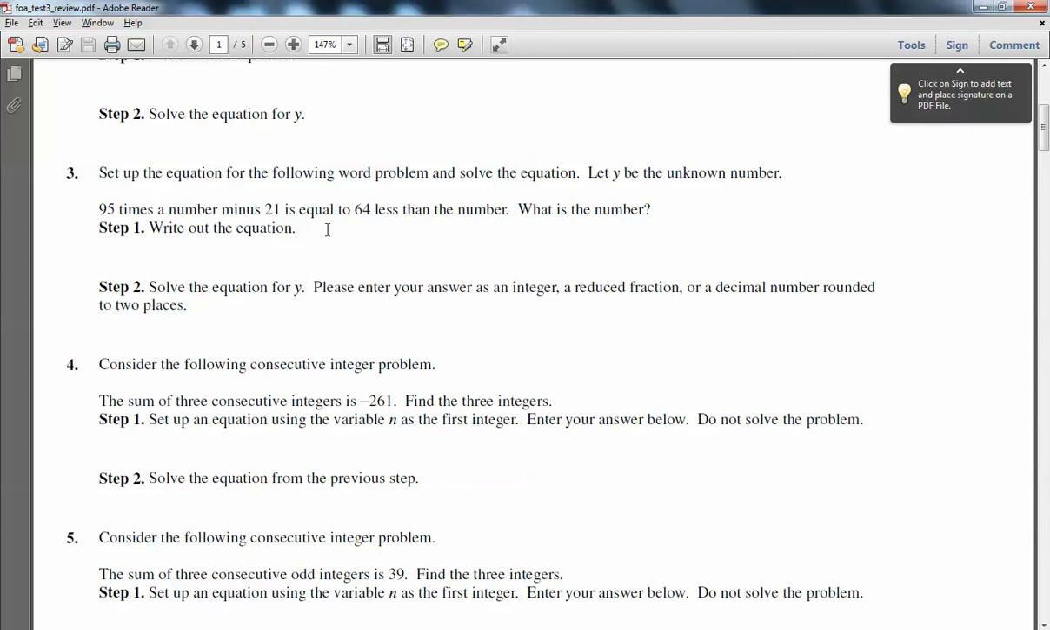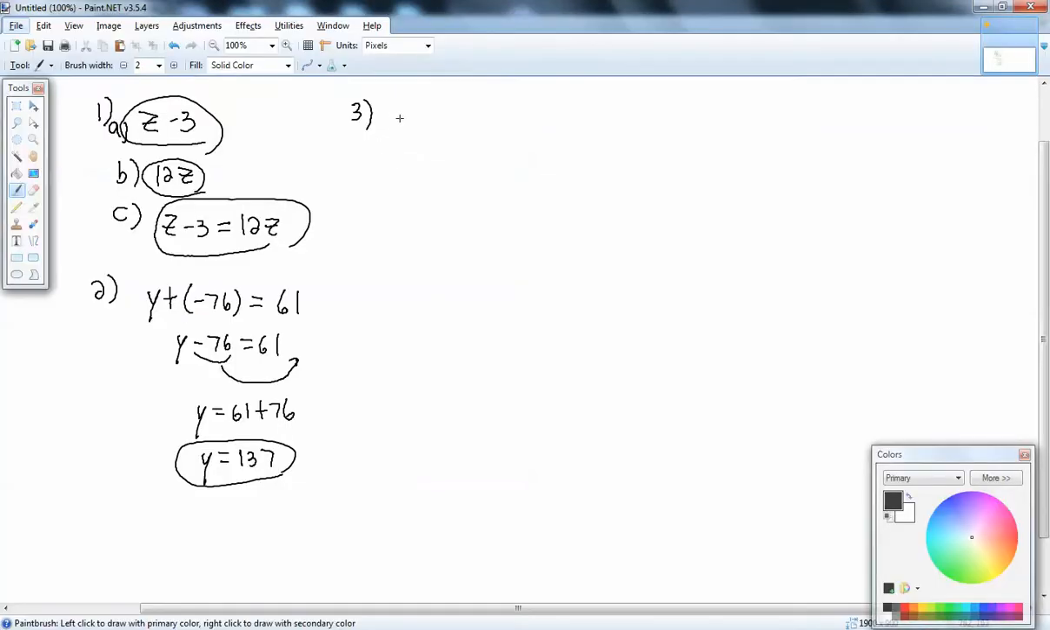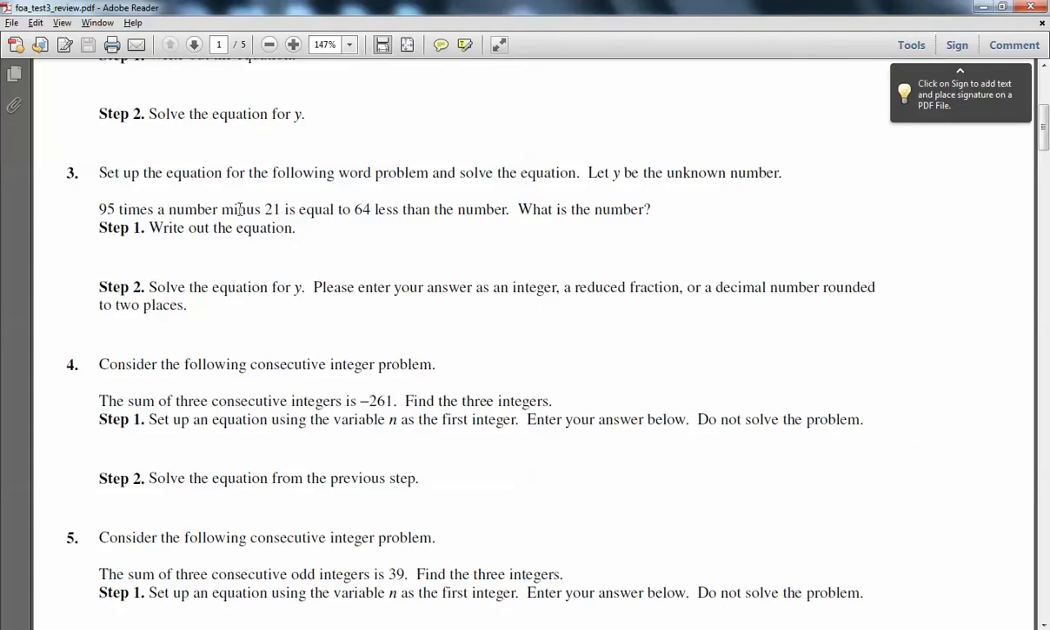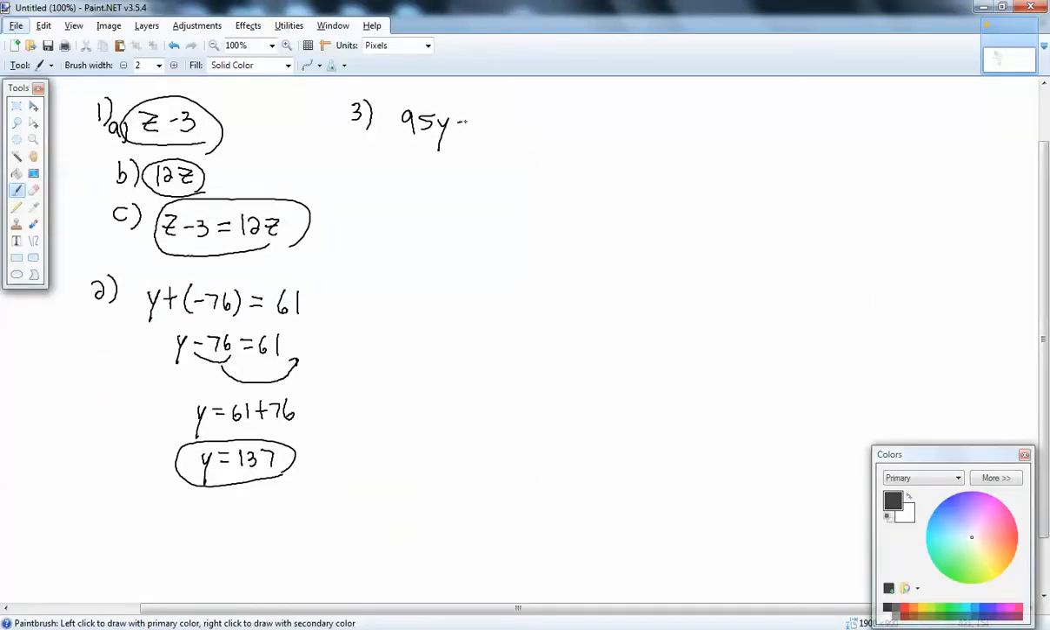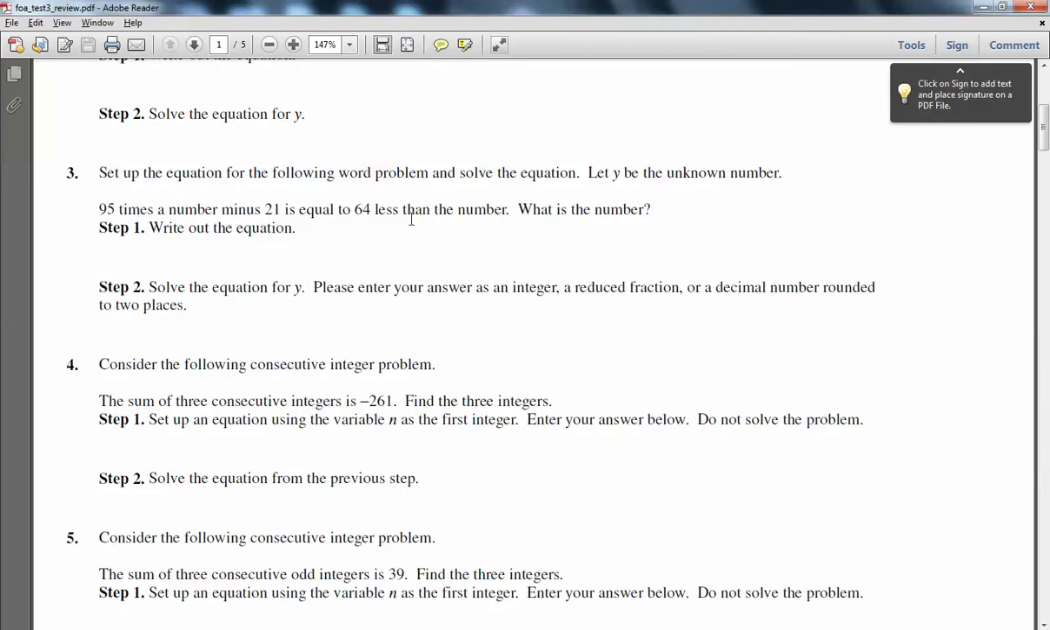Let y be the unknown number. 95 times a number minus 21 is equal. Now the is equals where your equals goes, of course. 95 times a number, that's 95y. So 95 times a number minus 21. Well, that means minus 21. And again, is equals where that equals goes. Is equal to 64 less than a number. So this would be y minus 64.